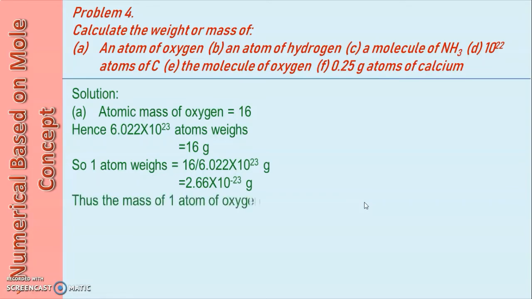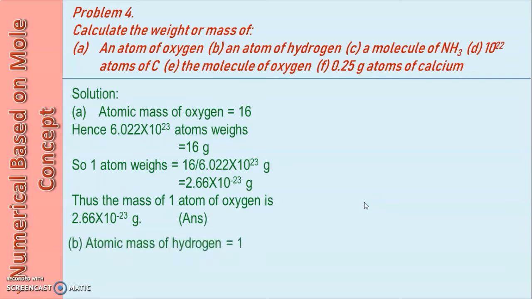Thus, the mass of one atom of oxygen is 2.66 into 10 to the power minus 23 gram. Now, second bit, one atom of hydrogen. It is the similar way we can find out. Atomic mass of hydrogen is 1. What does it mean?